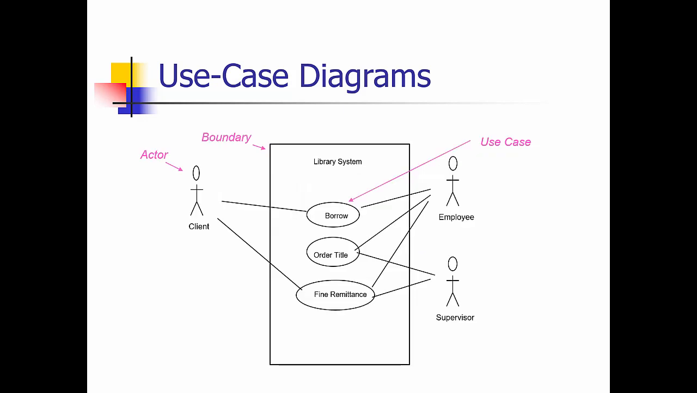So here are the drawing symbols that are used in a use case diagram. The stickmen are actors. They are external entities. They can be people or they can be other systems that use the system. The box is the boundary of the system. That is, what's inside the box is part of the system itself. What is outside of the box is outside of the system, the users who are using the system. This is use case notation.